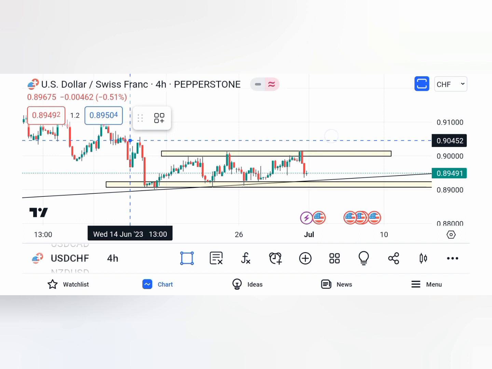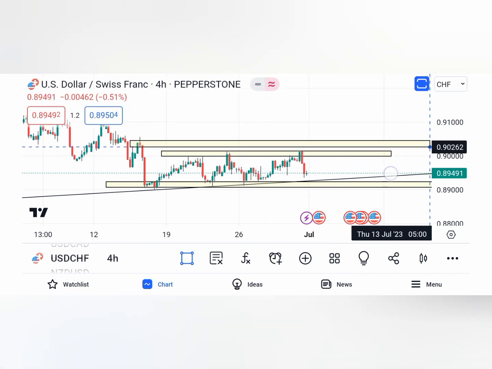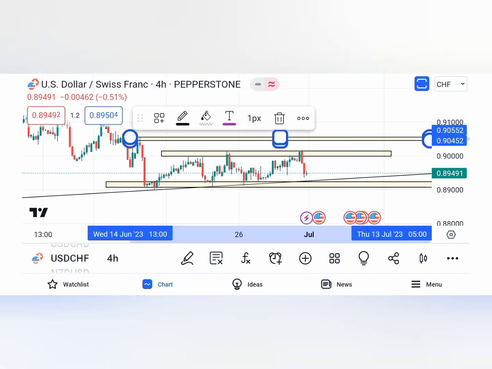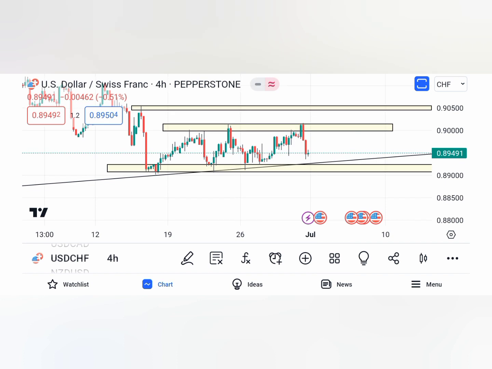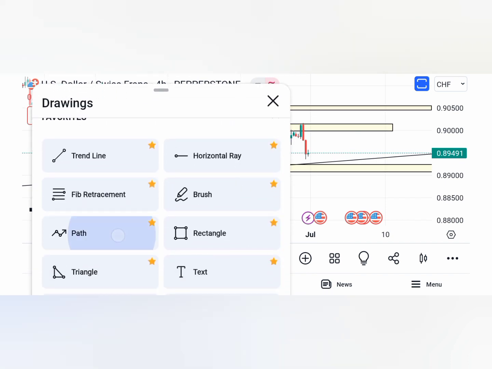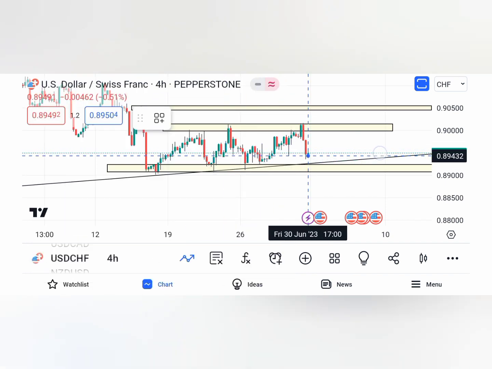This zone here for USDCHF. Here will be my target for USDCHF. So for USDCHF, we'll be looking for buying opportunities at this very zone here.